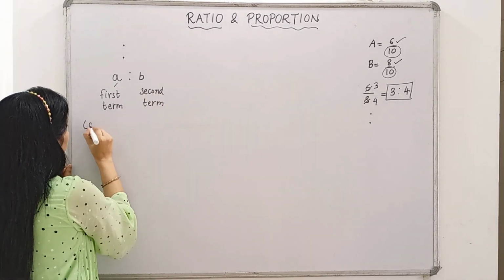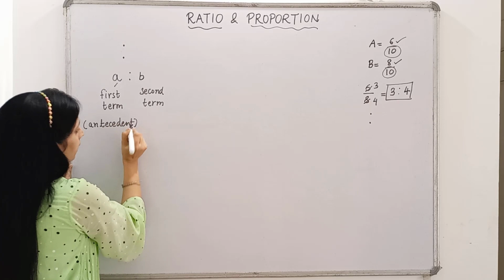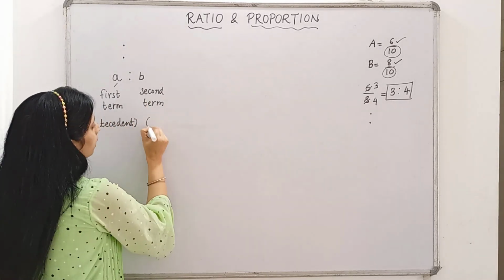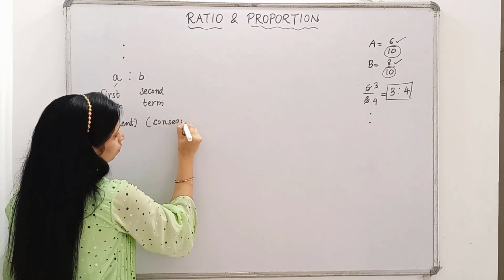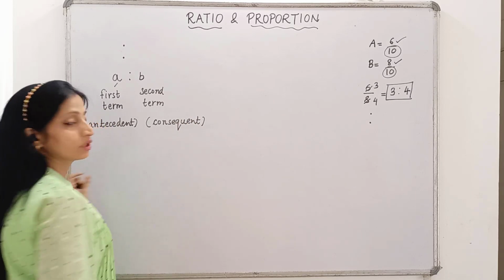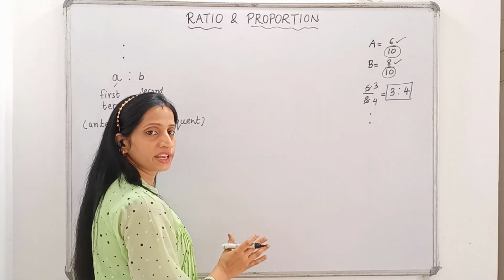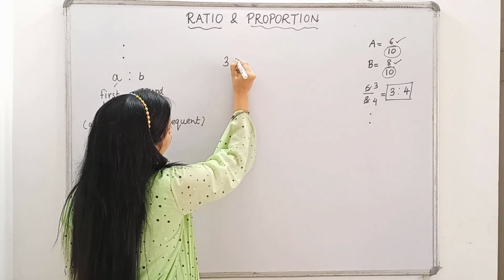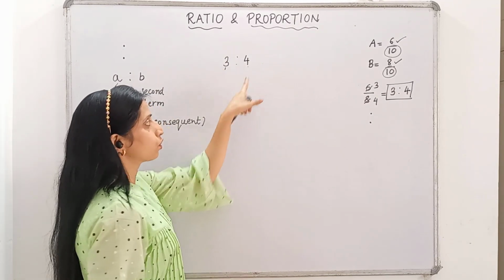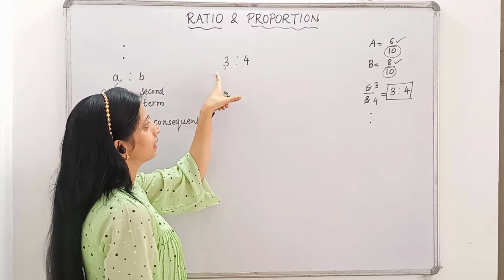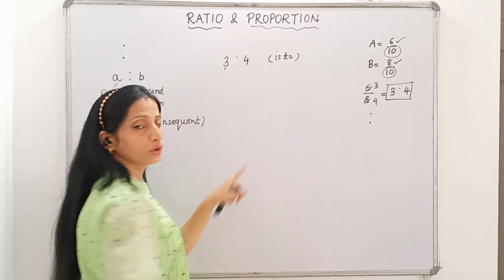What will be the spelling? A-N-T-E-C-E-D-E-N-T. Antecedent. And the second term will be known as consequent, C-O-N-S-E-Q-U-E-N-T. So, the first term will be known as antecedent and the second term will be known as consequent. For example, in this 3:4, 3 will be known as antecedent and 4 will be known as consequent. And we will read it as 3 is to 4. "Is to", I-S-T-O. Okay?